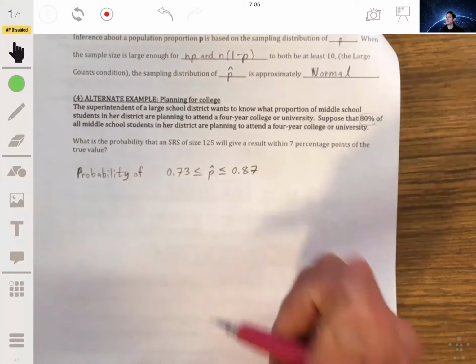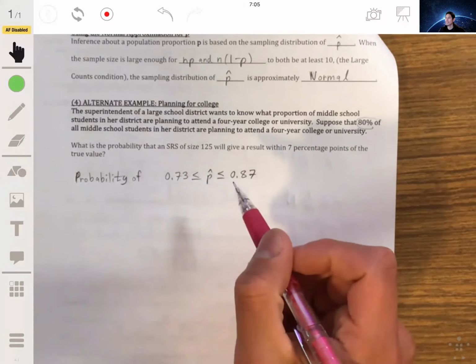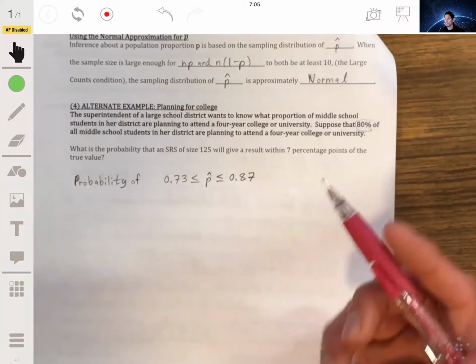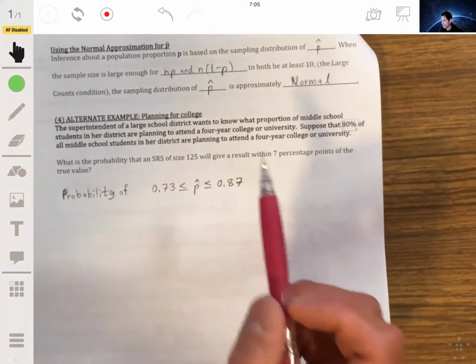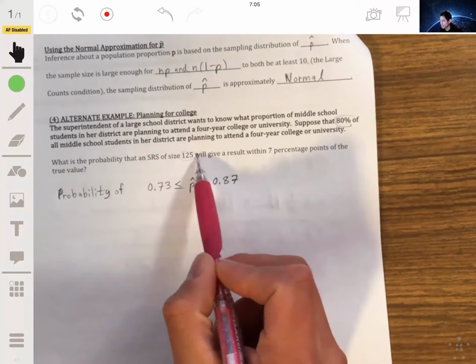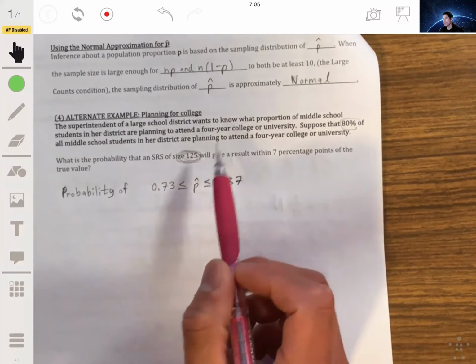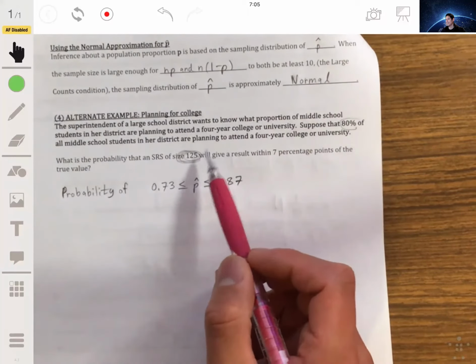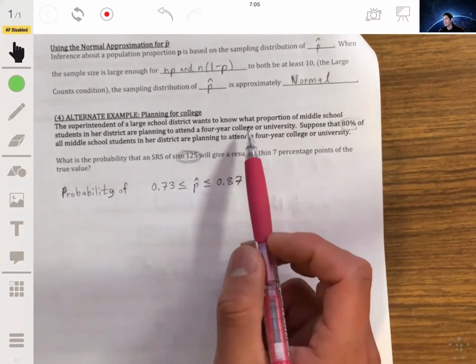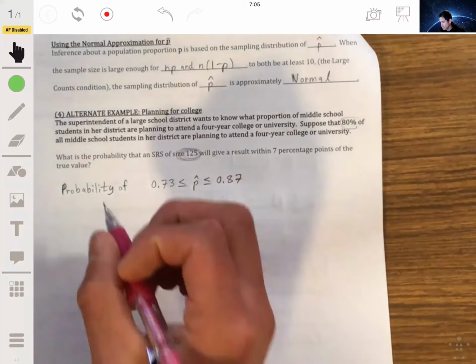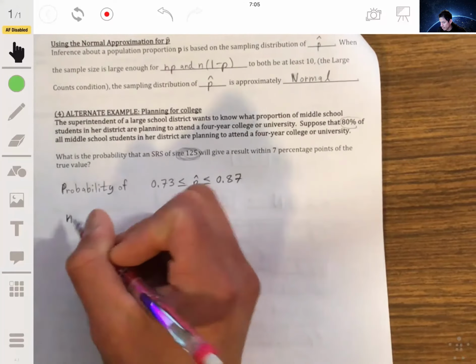Okay, so to find this probability, we have to have a standard deviation of what the sampling distribution would be. But before that, we have to check the 10% condition. So we have to check that our sample size is no more than 10% of our population. So I want to basically say, is it reasonable to say that there are at least 10 times 125 students at this four-year university? So let's just put that over here.